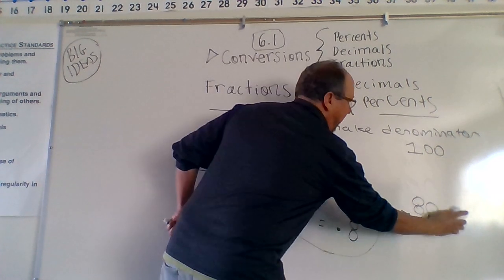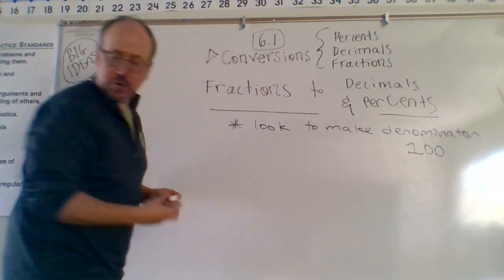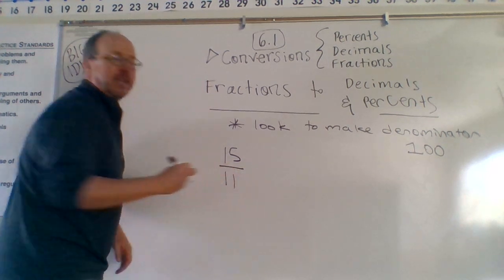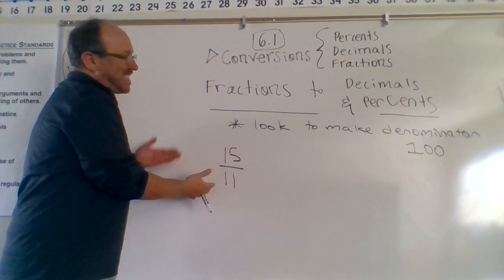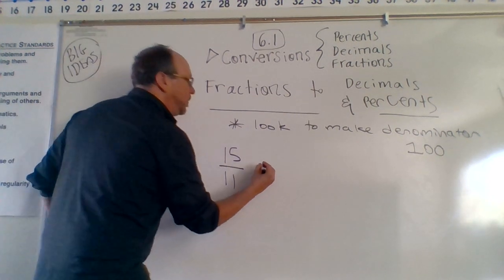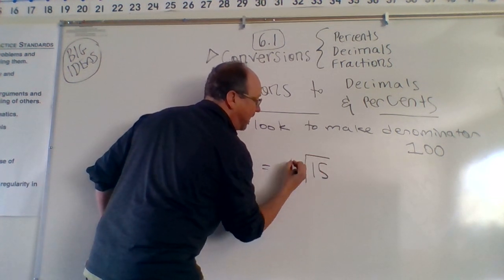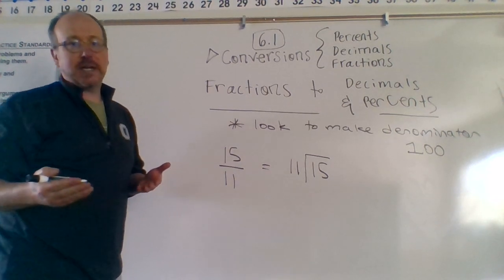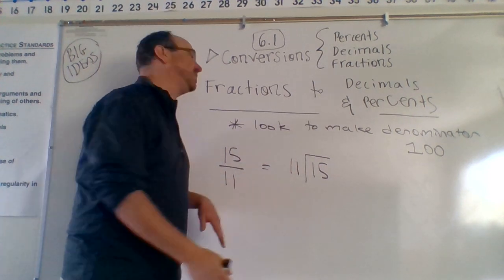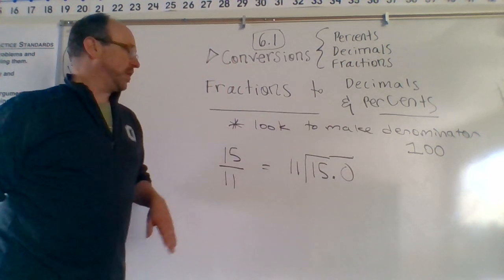So let's look at a little trickier problem. What if we had 15 out of 11? In this case, can we make the denominator 100? It's not convenient at all. So here we would need to do the long division. So you have 15 divided by 11. And I know you guys have done this work. I know you can do this work. You should be able to do it if you ever had to, right? 11 into 15, using your decimals, adding the zeros, and going through it.